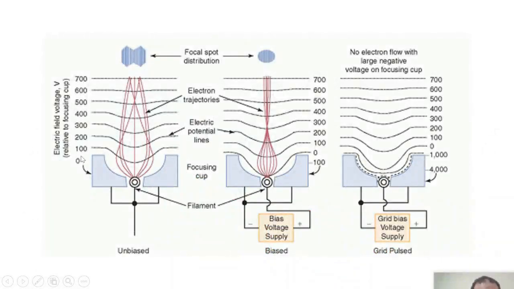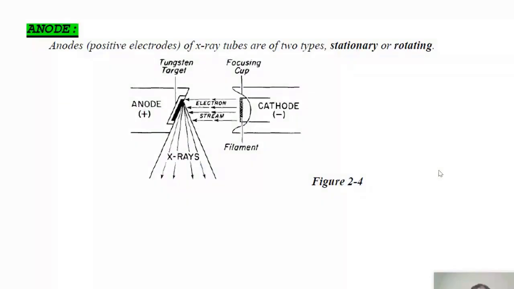If the beam is high in this way, if the beam is high in this way, if the beam is high in this way, if the beam is high in this way, if the beam is high in this way, if the beam is high in this way, if the beam is high in this way, if the beam is high in this way, if the beam is high in this way, if the beam is high in this way, if the beam is high in this way, if the beam is high in this way, if the beam is high in this way, if the beam is high in this way, if the beam is high in this way.